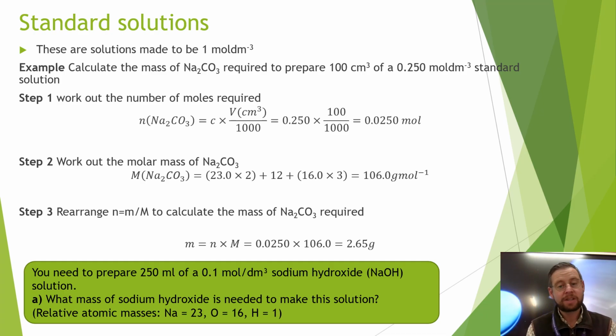The relative atomic mass of sodium is 23, we've got 2 of those, then carbon is 12, and then oxygen is 16, of which we have 3. The total molar mass is 106 grams per mole.